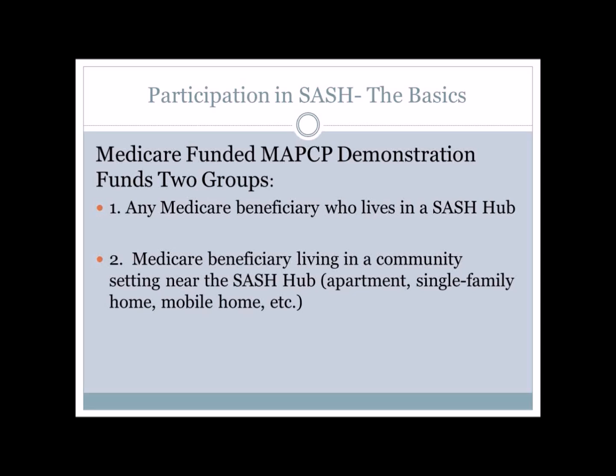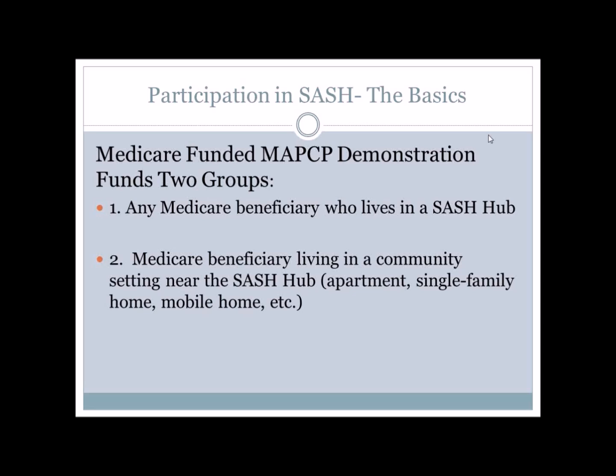There are two categories here because they're both Medicare beneficiaries, but as we also talked about at the kickoff training, you're going to have Medicare beneficiaries who live in a SASH hub, and then you're going to have beneficiaries that live outside of that congregate hub. So it's important to realize that we're not just talking about those people that live in the housing organization's building that you might be working from.